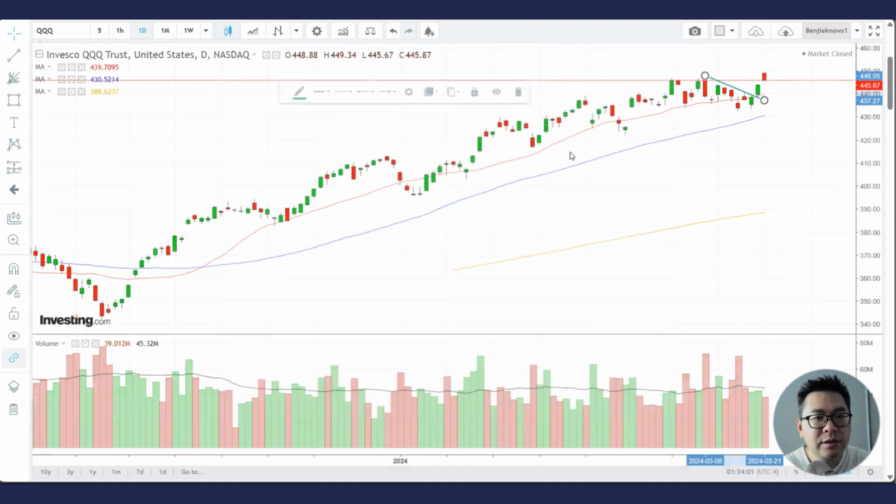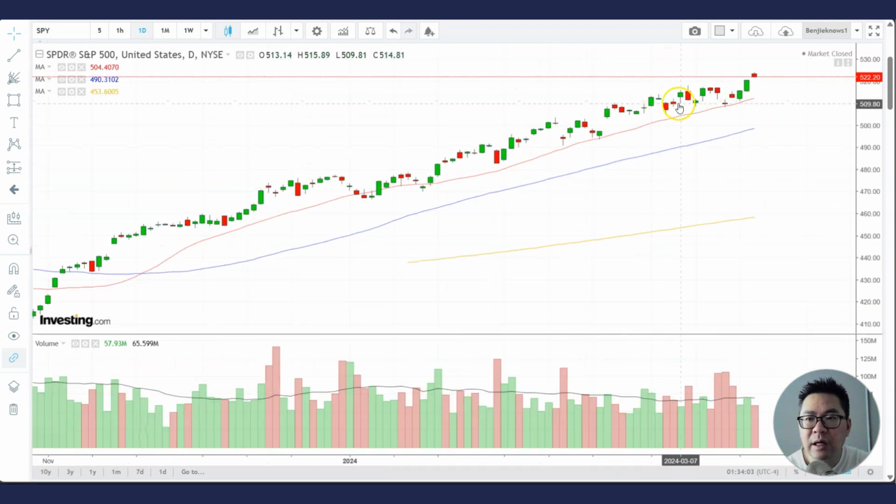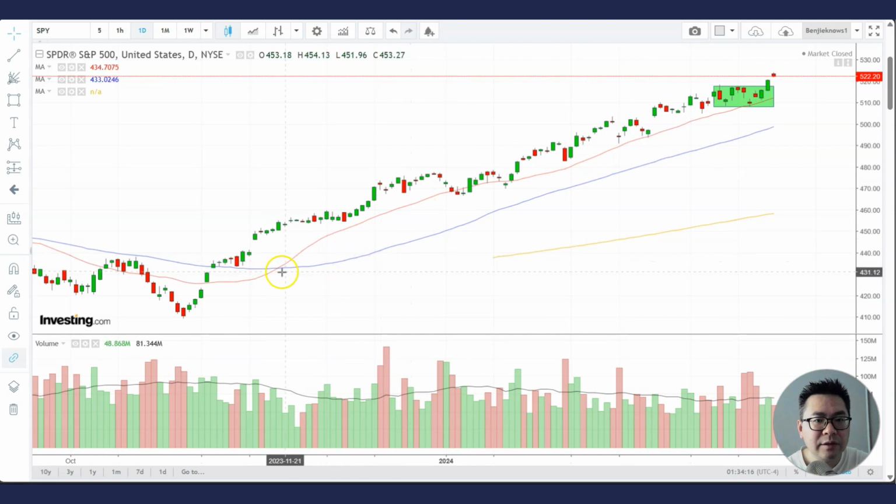Now let's take a look at SPY, which represents the S&P 500. It has broken above some kind of consolidation here, still above the rising 20 MA and 50 MA. You can see that since the bullish cross here, it has been going up, and this is a reference area for you. The top of this rectangle is a support.